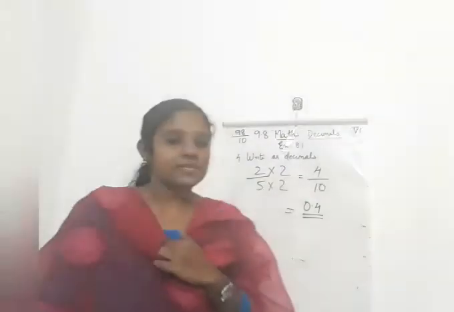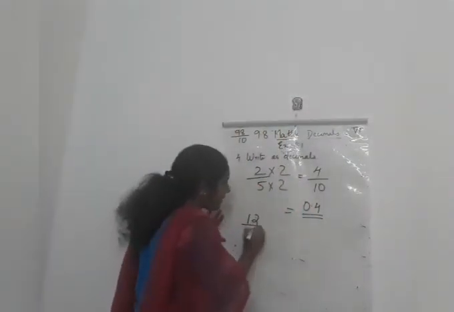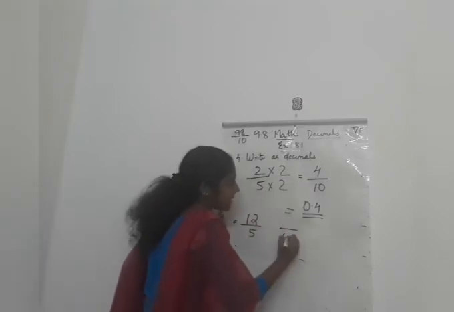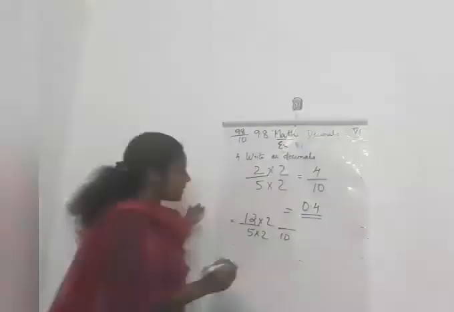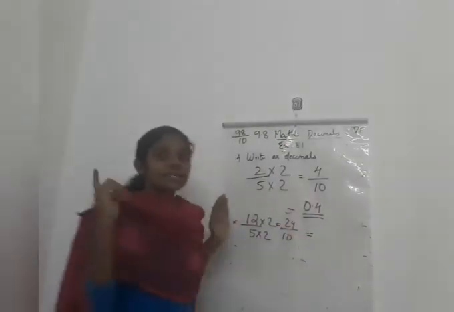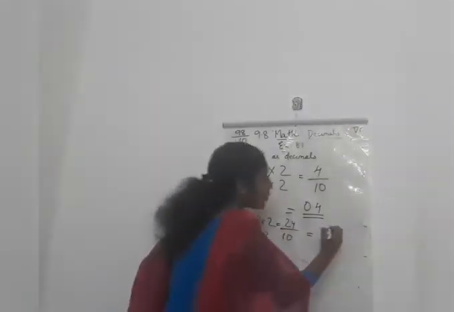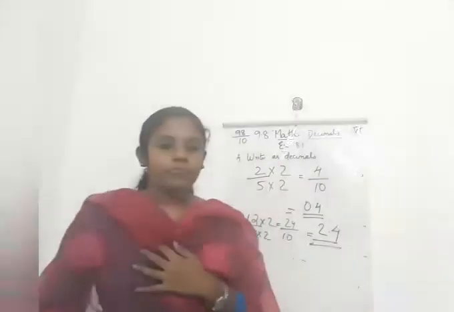Okay. Easy question. Next, 12 by 5. 12 by 5, it is easy to make the denominator 10. Multiply numerator and denominator by 2, which is 24 by 10. 24 by 10, denominator 10 ആണ്. So ഒരു പ്ലേസ് ഡെസിമൽ കഴിഞ്ഞ് വരാവുള്ളൂ. So it is 2.4. Okay.